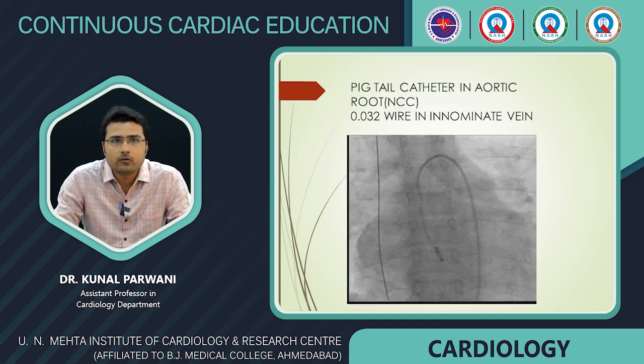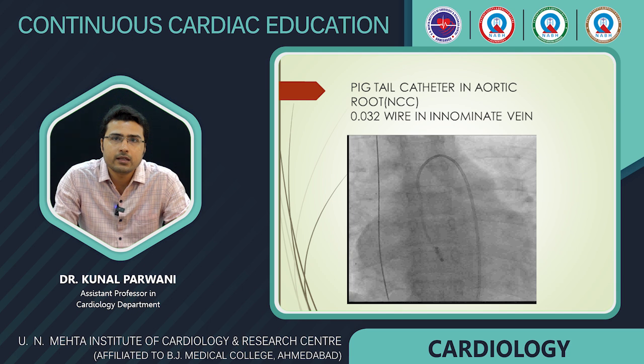So the first step that we do is we place the pigtail in the non-coronary cusp of the aortic sinus. Secondly, we have to advance the 0.032 wire, that is the exchange length wire, 300 cm in length, in the left innominate vein. The exchange length wire will enable us the easy introduction of the Mullins dilator over the wire.